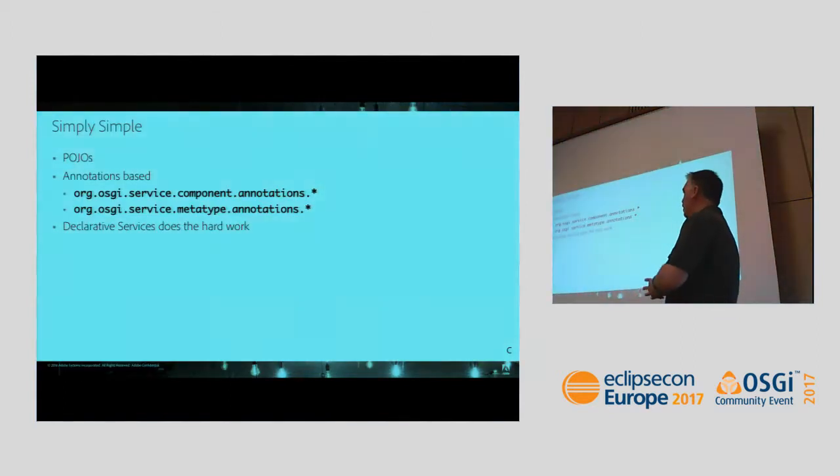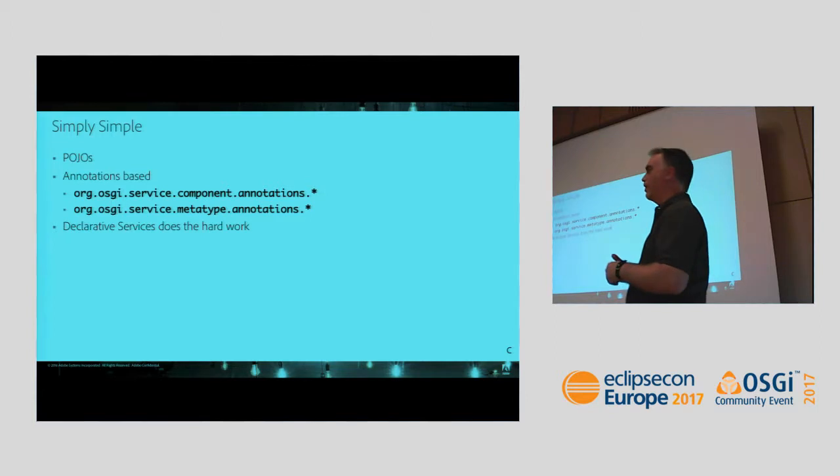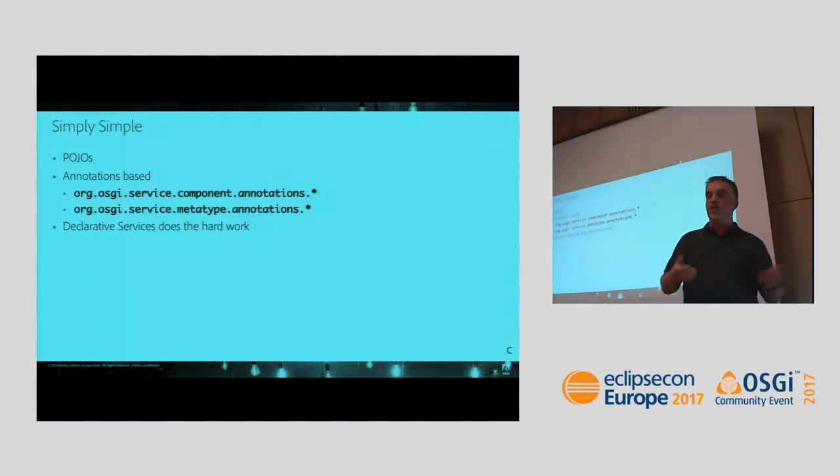So, in the R7 release, we are improving the Declarative Service specification, which is part of R7, and that's basically the way you should develop your OSGi components. And if you're using Declarative Services, it's pretty easy. You just write your code, stick some annotations here and there, and that's all you have to do.